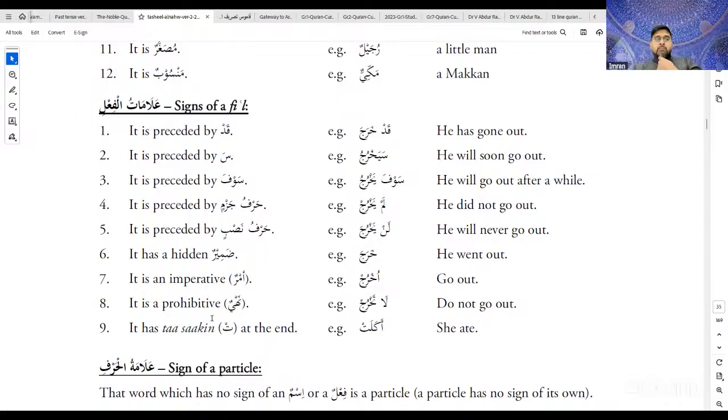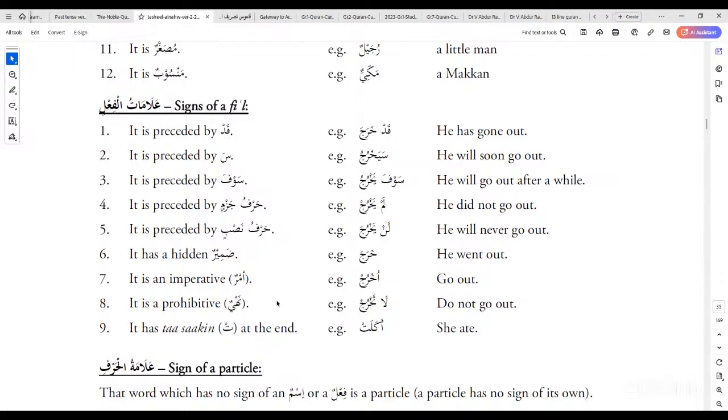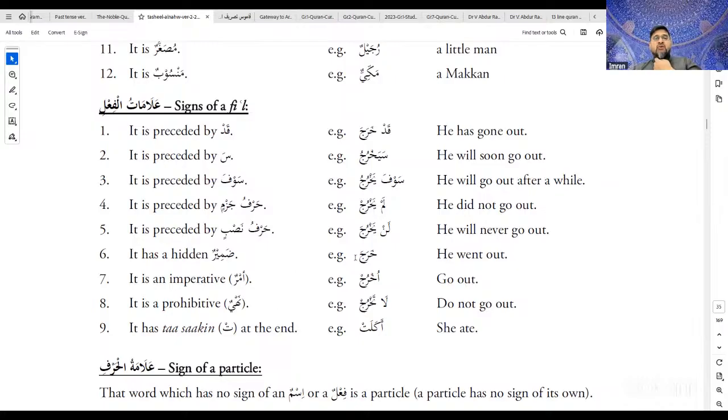Can you explain number 8? It is a prohibitive, nahi. What does that mean? Explain to the class nahi. How is a nahi made and how does it interpret in the English language? It's a sukoon. So the verb becomes majzoom. Excellent. Yes, the verb becomes majzoom.